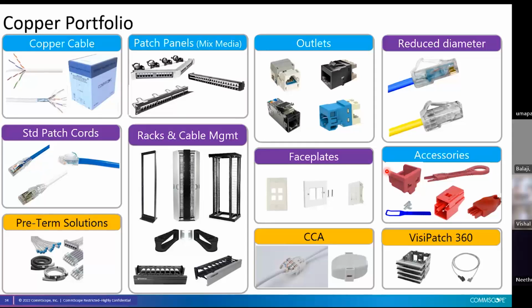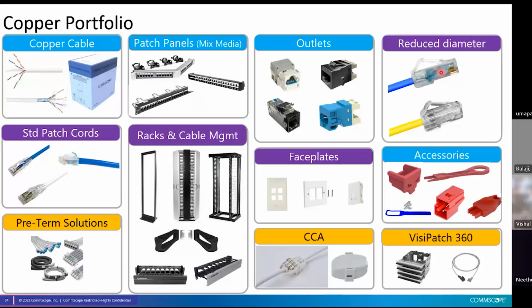On an overall portfolio, we have cables right from Cat 3, Cat 6, Cat 6A, shielded, unshielded, and then panels, whether you want 1U or 2U, straight panel or angle panel, loaded or unloaded. So we can give options as you require. Then information outlets on UTP as well as shielded. And then standard patch cords, and then reduced diameter patch cords.